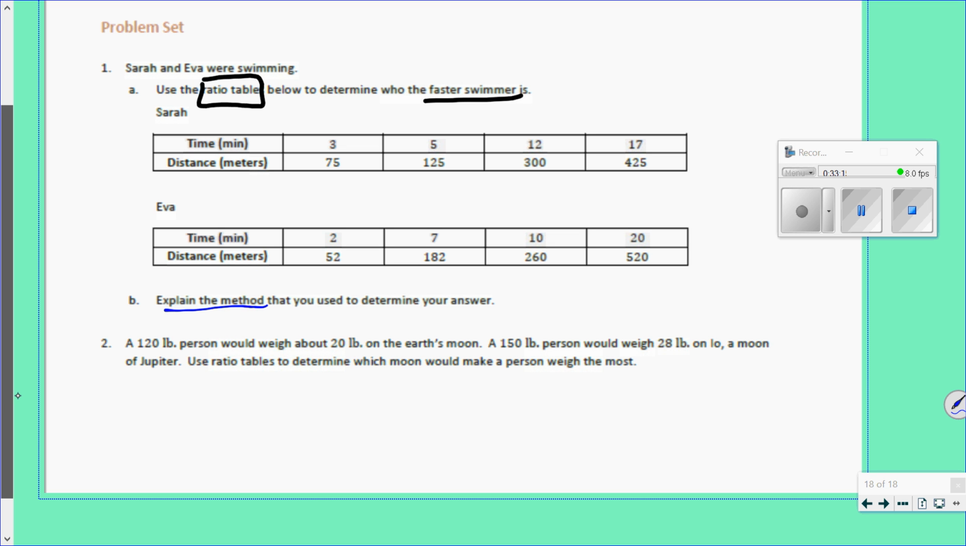You also have the option of simplifying, but for me, it's actually really easy to find some numbers that are going to add up and to be able to compare. Now, whichever way you use, explain the method, right? So part A, I do need an answer who the faster swimmer is. Part B, tell me how you did it. Make sense?